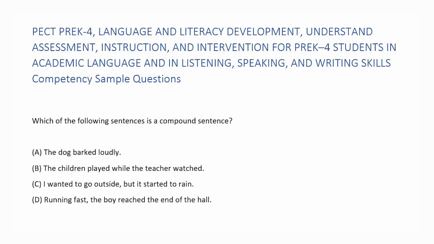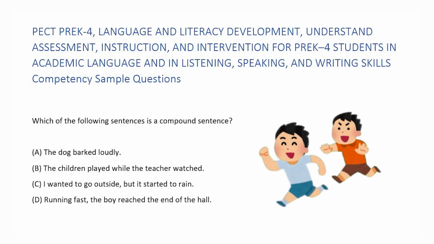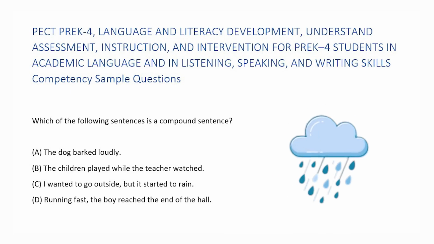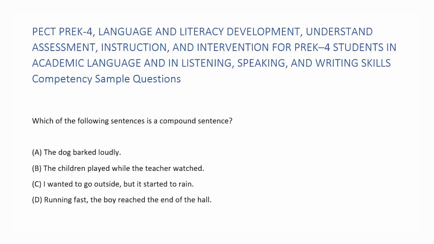Which of the following sentences is a compound sentence? A, the dog barked loudly. B, the children played while the teacher watched. C, I wanted to go outside, but it started to rain. D, running fast, the boy reached the end of the hall. To tackle this type of question, I recommend rephrasing the question a little. We know what a compound sentence is, so let's ask this way. Which of these sentences contains at least two independent clauses joined by a coordinating conjunction or semicolon?